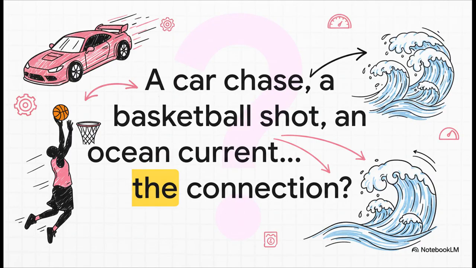I mean, really think about that for a second. These three things, they seem like they're from totally different worlds, right? One is all about speed and strategy. Another is about pure athletic precision. And the last one, well, that's about the immense, almost chaotic power of nature. So what in the world could they possibly have in common?